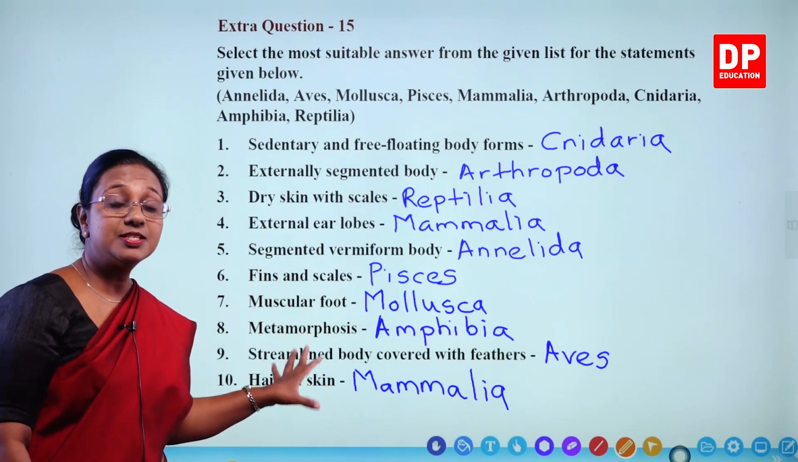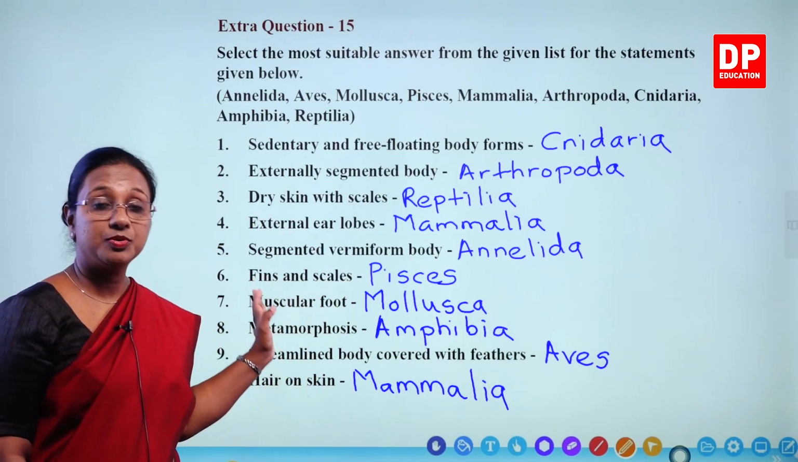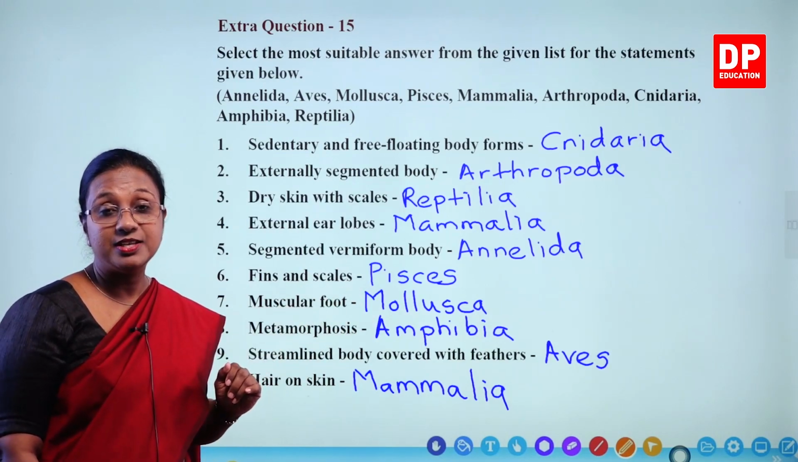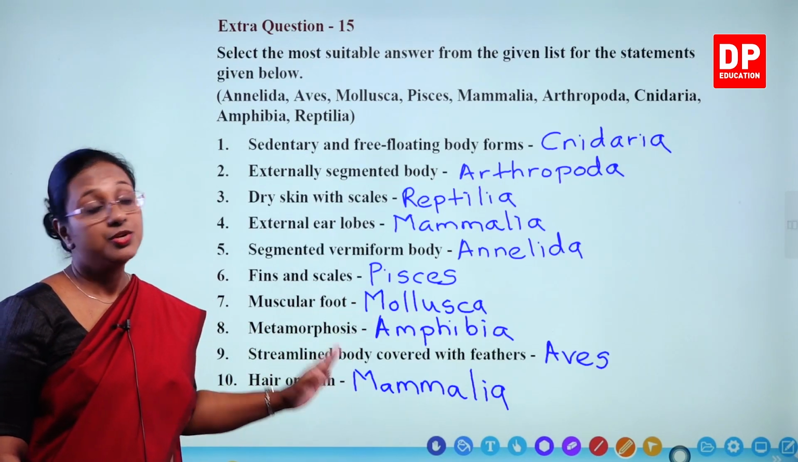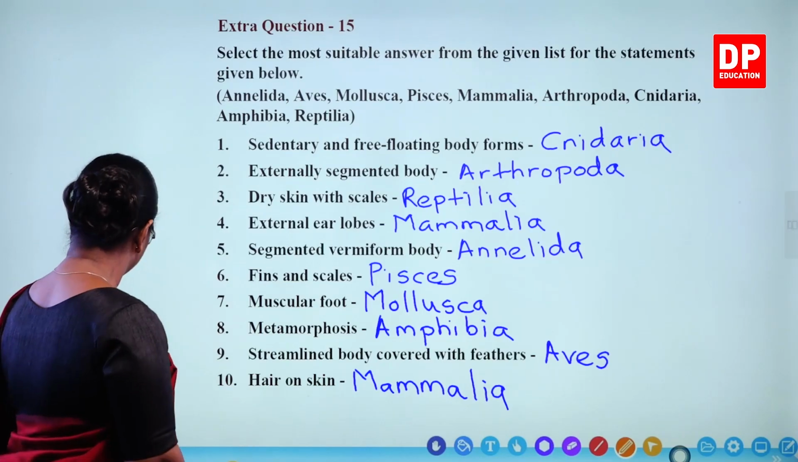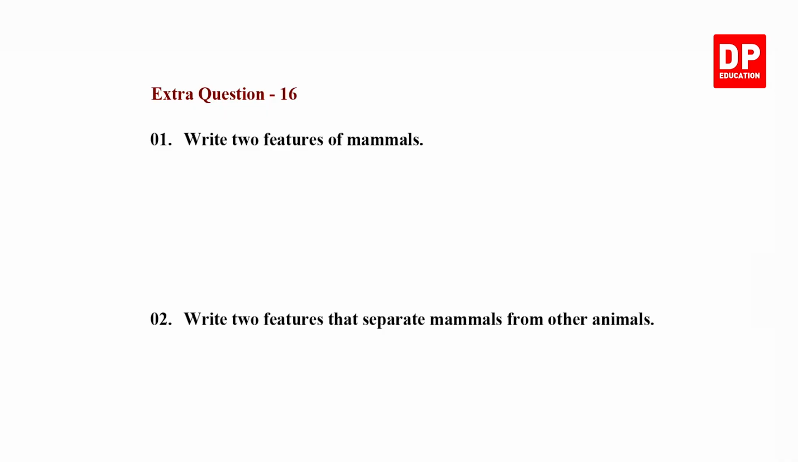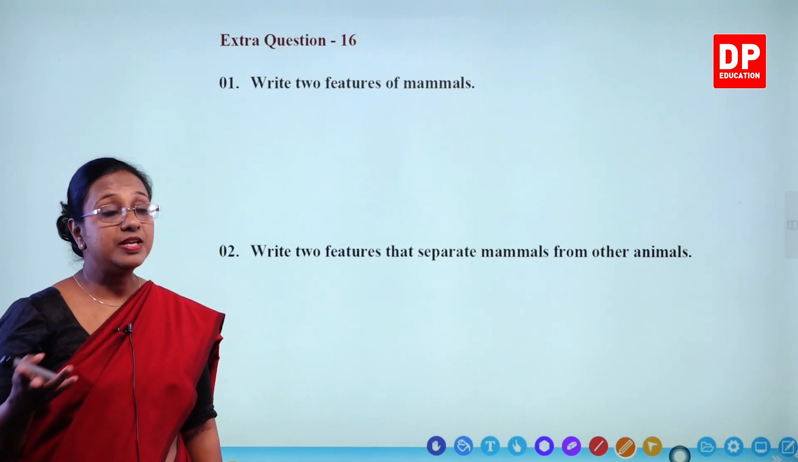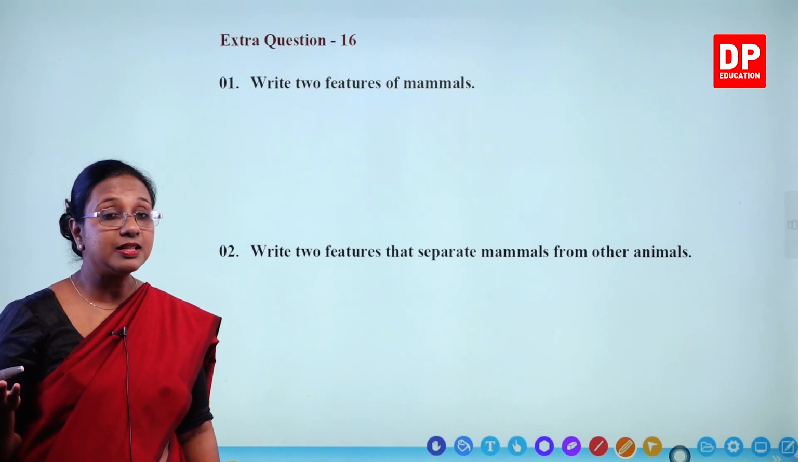So these are features you all have to remember, students. These are all specific features of all these groups. So I am sure you were able to write them correctly. So with that, the next question, extra question 16, write 2 features of mammals. 2 features of mammals. What are they?